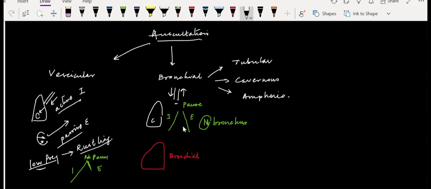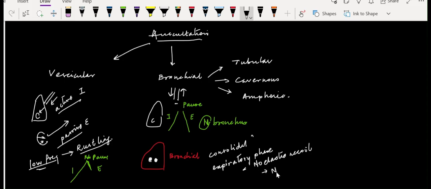whenever there is a consolidation here in the alveoli, the expiratory phase is no more passive. There is no elastic recoil. And so the expiratory phase is no more passive. This also becomes active. And when it becomes active, there is no phase of elastic recoil. It takes some time to come back and it goes almost equal. And there is a pause and it becomes a bronchial breath sound.